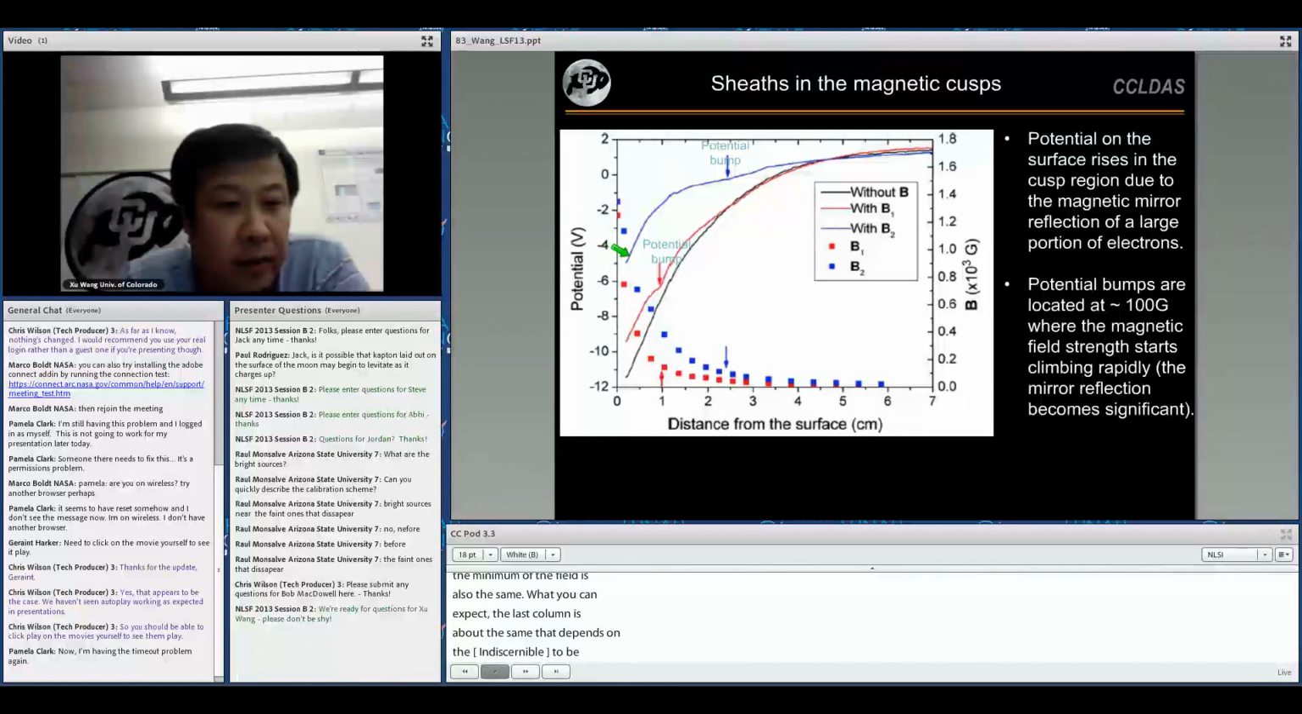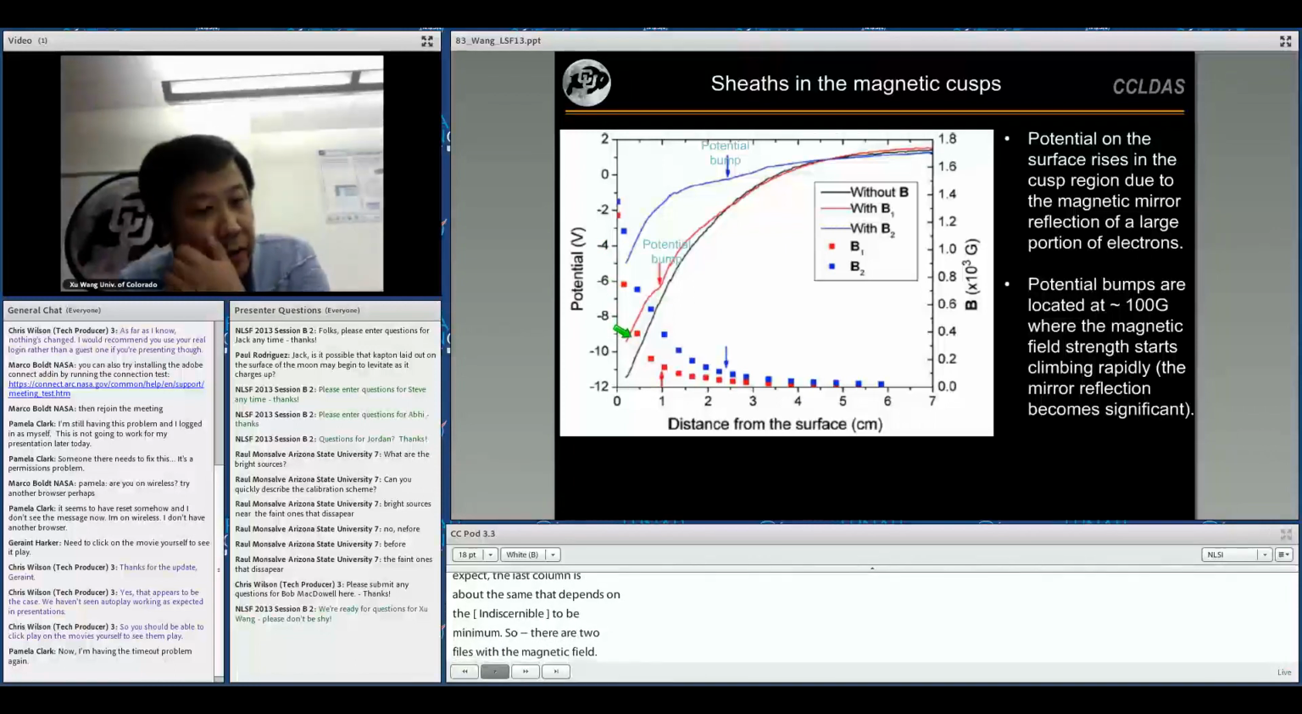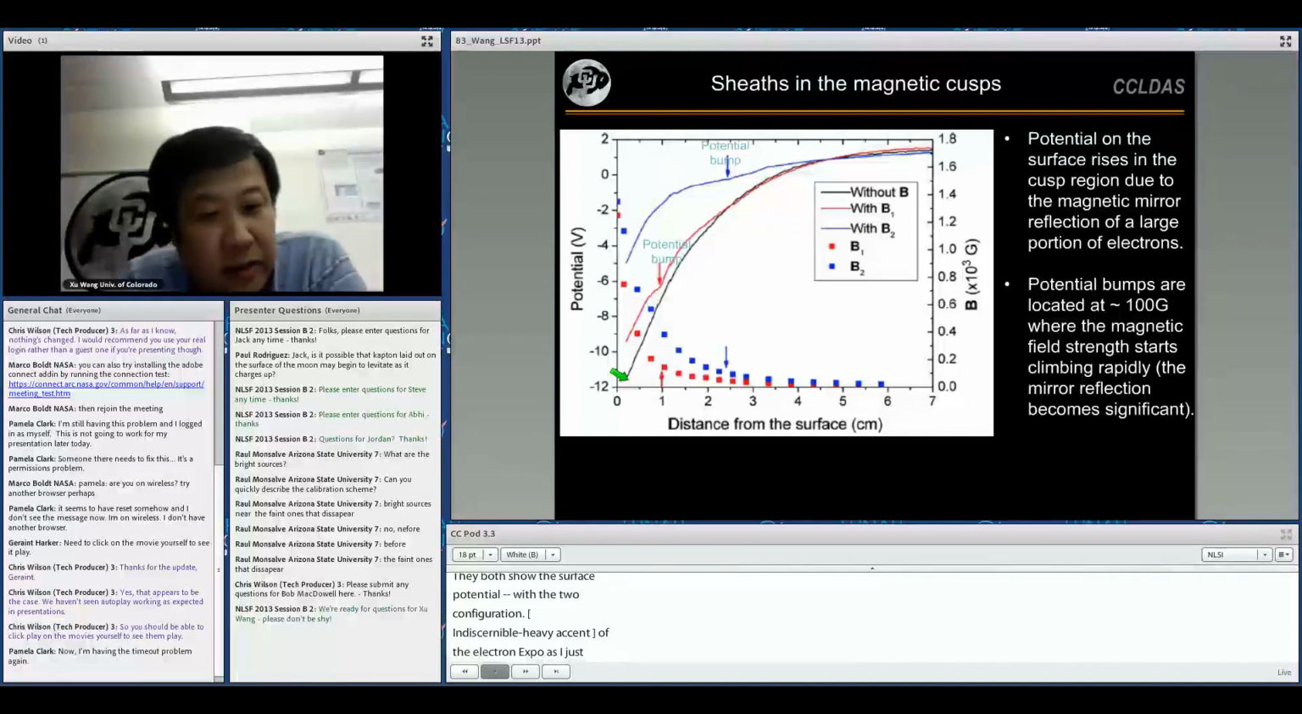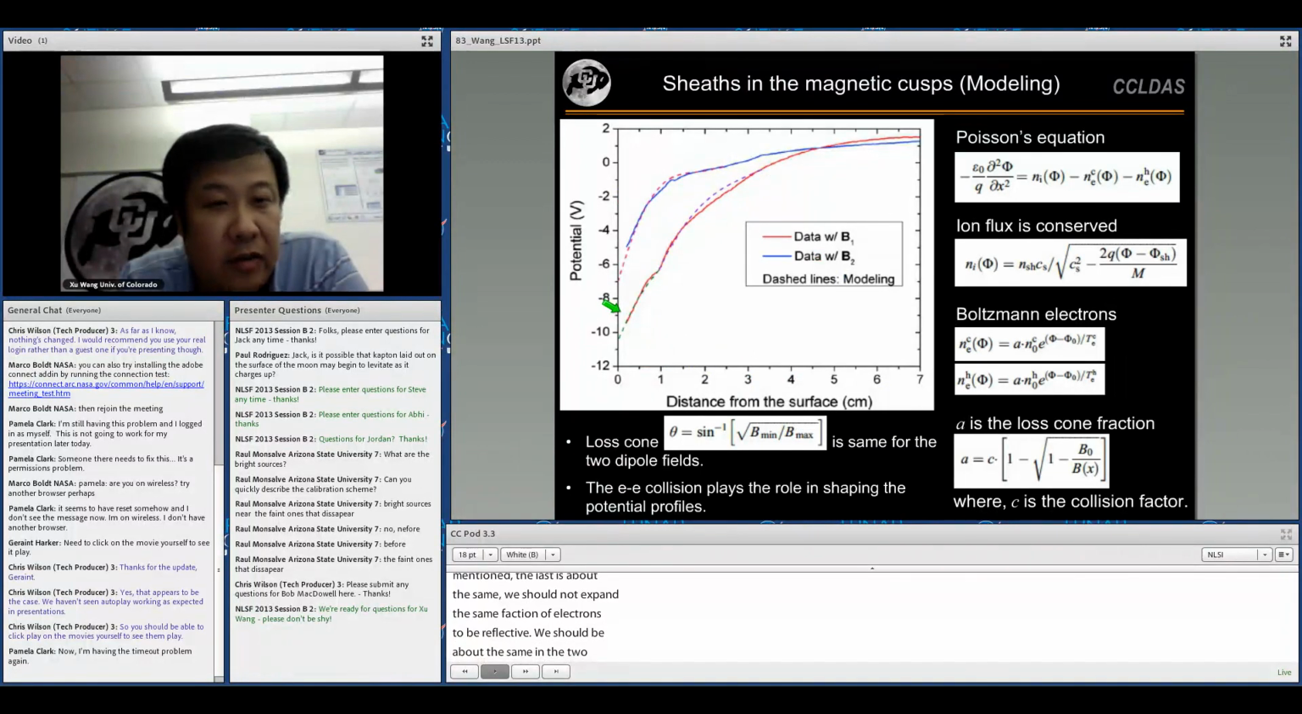There are two profiles with the magnetic field. They both show that the surface potential with this B field configuration is more positive than without field. That's because of the mirror reflection of electrons. As I just mentioned, the loss cone is about the same, so we should expect the same fraction of electrons to be reflected. So we should get about the same surface potential in these two cases, but we didn't. What happens is explained in the next slide.